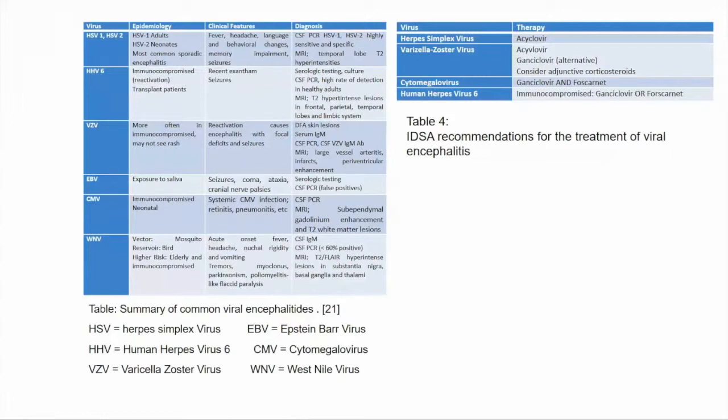Epstein-Barr virus can be a reemergent virus, particularly in patients who have exposure to saliva and community, or young people who haven't been exposed to the virus before. CMV can reemerge in the immunocompromised patient as well as the neonatal patient. And West Nile virus, Eastern equine encephalitis, Western equine encephalitis, and various other flaviviruses can also present on a seasonal basis.